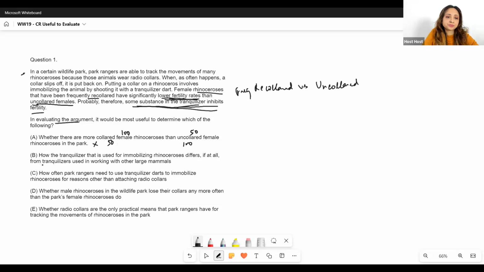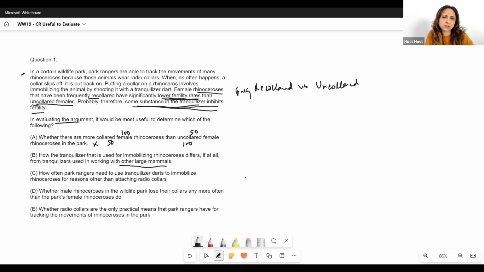Okay, look at B. How the tranquilizer that is used for immobilizing rhinoceroses differs, if at all, from tranquilizers used in working with other large animals. Again, our focus has to be absolutely sharp. The tranquilizers used for other large animals, whether this tranquilizer is different or it is the same, it does not matter. Okay, we don't care about it. Look, it is possible that the fertility rates suffer, that the other large animals also suffer from lower fertility rate.